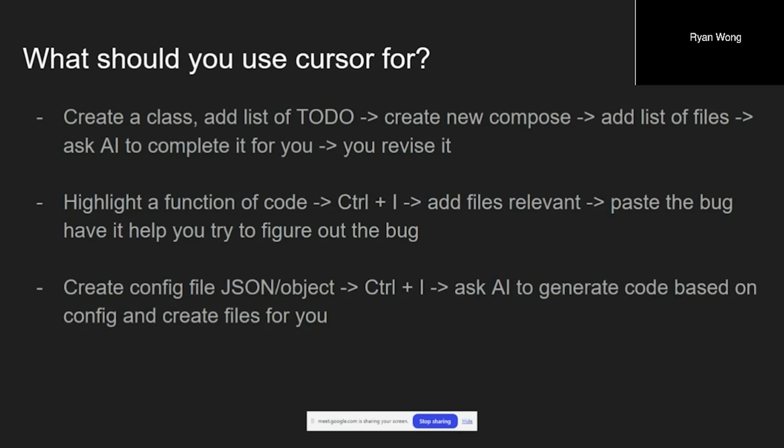The other angle that we tried was you highlight a section of code, and then you press Control I, and you say, at the relevant file, hey, I have this bug. Tell me what the bug is. This works really well as well, okay?